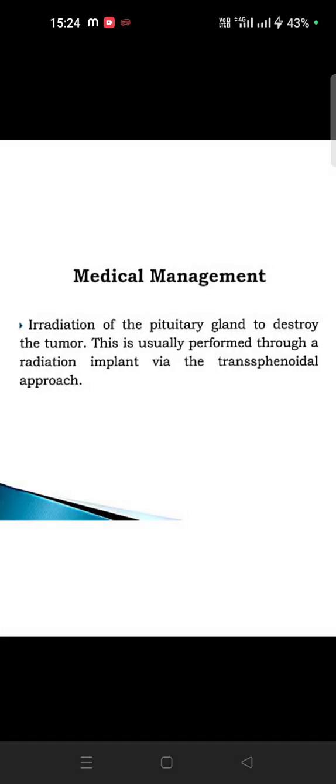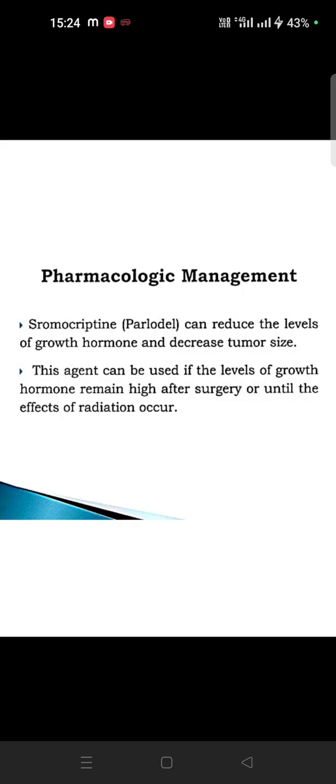Radiation of the pituitary gland destroys the tumor, usually performed with a radiation implant. Transsphenoidal approaches are also used. For pharmacological management, sorafenib can reduce the level of growth hormone and decrease the tumor size. It can be used to lower growth hormone levels, which stay high after surgery until radiation takes effect.